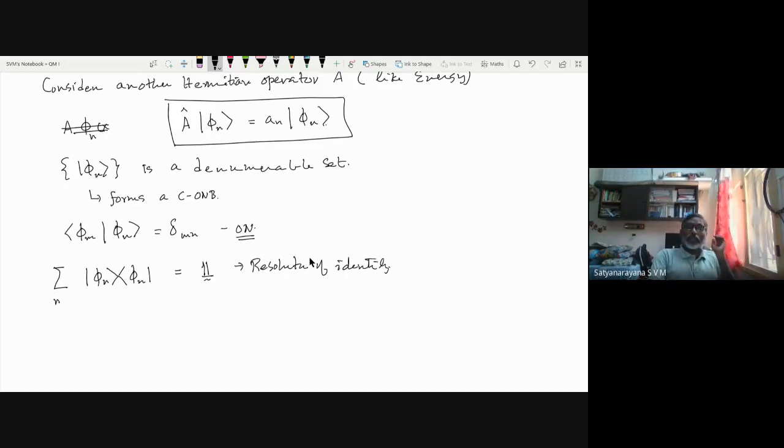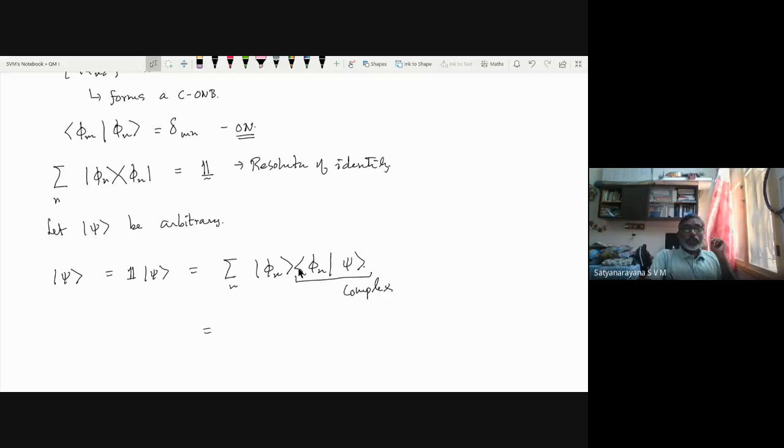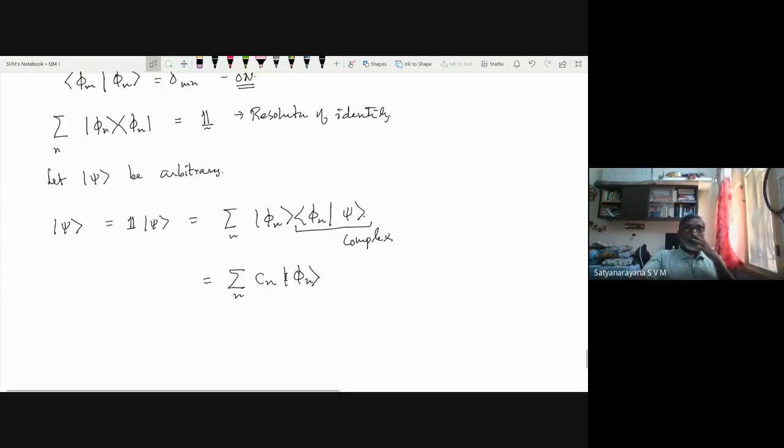Now, this is very important to say that this basis can be used to expand any arbitrary state. That is, let psi be arbitrary. Then we have the same thing that we have done earlier. We can say psi is equal to identity operating on psi, which is equal to sum over n, phi n, phi n psi. Now this is a complex number, and we call that number some Cn. So psi equals the sum of Cn phi n.